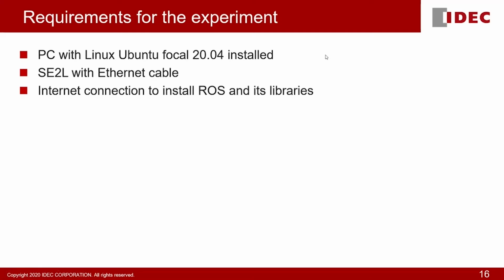For this requirement, in this video, I have used a PC-based Linux system of 20.04 Focal version and SE2L with an Ethernet cable and an internet connection to install ROS and its libraries such as URG node. It is not compulsory that an internet connection be available if ROS has been installed. Once it and the libraries are installed, internet is not required. But initially it is required for installation of ROS and the necessary nodes.